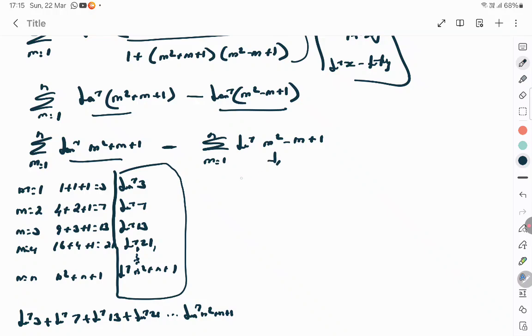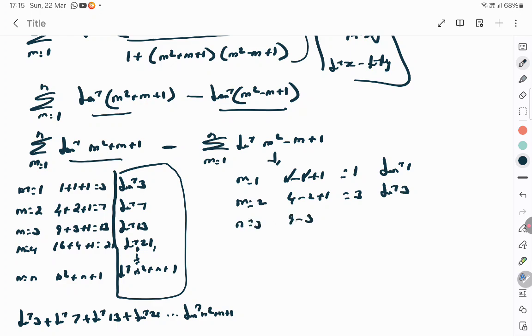Putting m equal to 1, you get 1 minus 1 plus 1, which is 1, which is actually tan inverse of 1. Putting m equal to 2, it is 4 minus 2 plus 1, which is 3, so tan inverse of 3. Then m equal to 3 is 9 minus 3 plus 1, which is 7, so tan inverse of 7. Like that dot dot dot, you can put m equal to n, and you get n square minus n plus 1, which can be written as tan inverse of n square minus n plus 1.